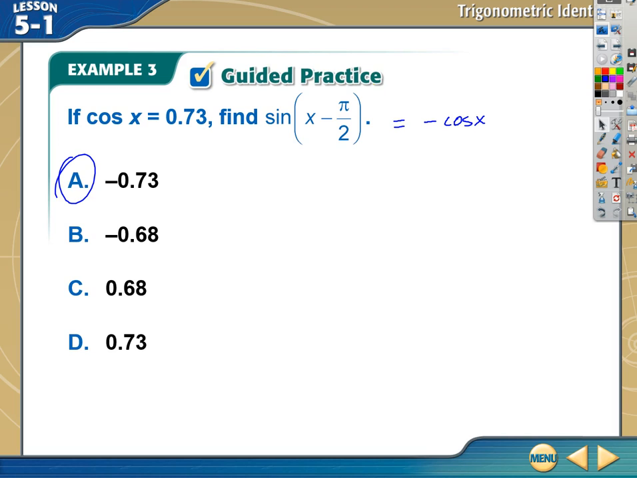It's basically the same type of information they just gave us in the previous example. So without going through all the work all over again, I know that this whole thing is going to equal a negative cosine of x. So I take the 0.73, make it negative. It's negative 0.73. All right. We're going to do one more, and we're going to call it a day.